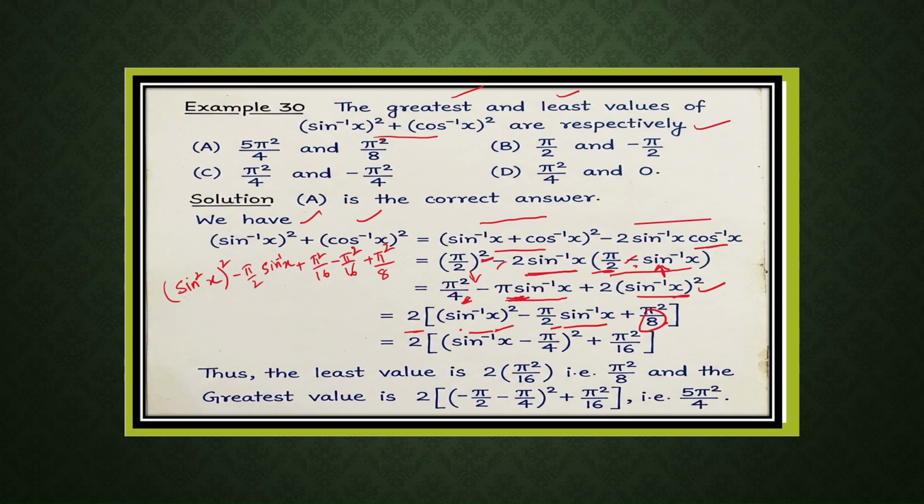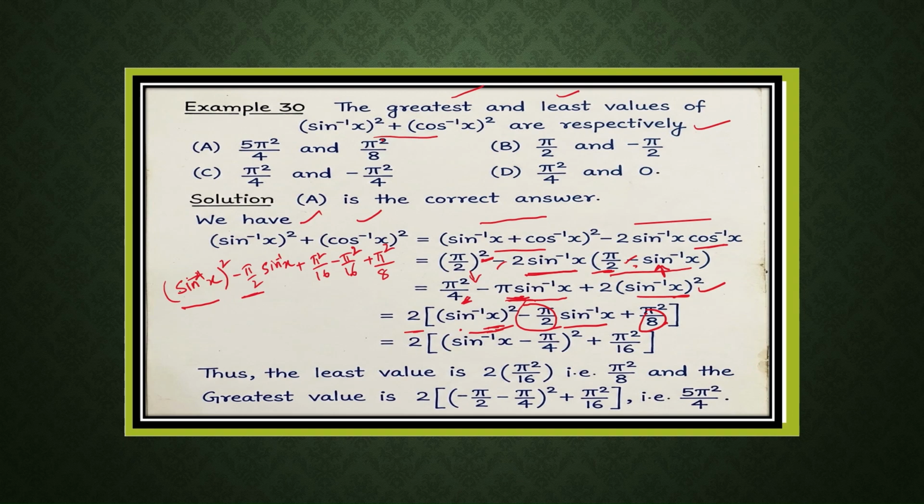Next, this I am going to make as a perfect square. It's a quadratic equation, so make it by the completing the square method. Do you know how to complete the square? Take b, that is minus pi by 2, then divided by 2, that becomes minus pi by 4, square that, that is pi square by 16. Add and subtract.